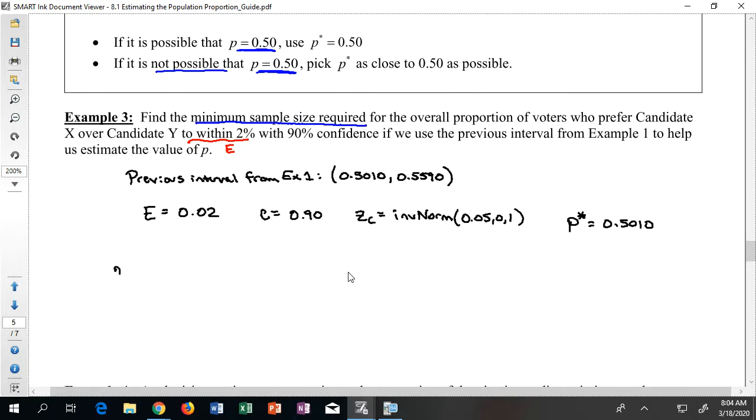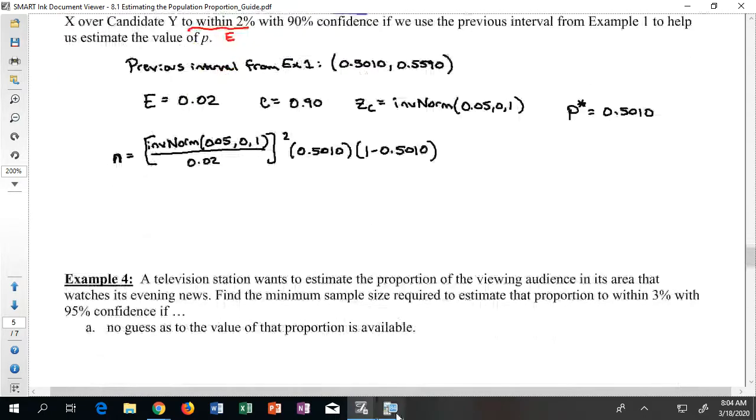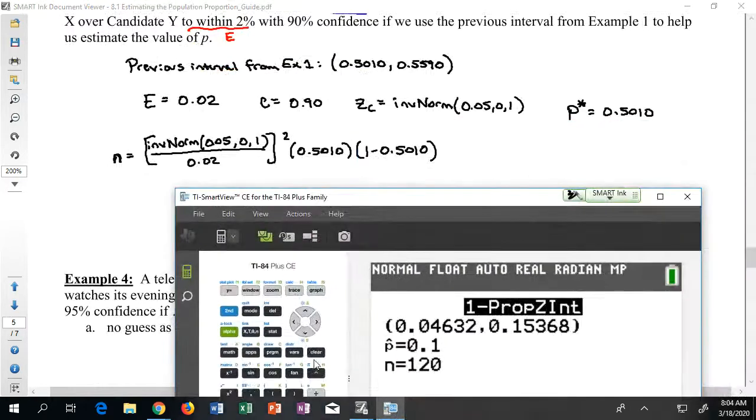Okay, so once I have all of those numbers, I can go ahead and start to fill in the formula. I can say that my n is going to be equal to, I'm going to need my inverse norm, 0.05, 0, 1. Going to divide that by my 0.02. I'm going to square that. I'm going to multiply by my 0.5010, and then 1 minus my 0.5010. Okay, I'm going to go to my calculator to try to crunch this and see what I come up with.